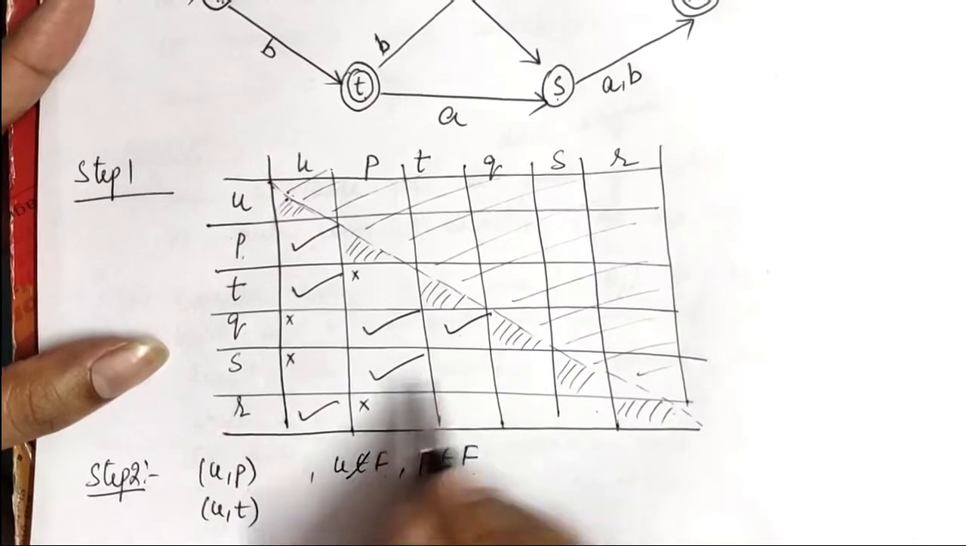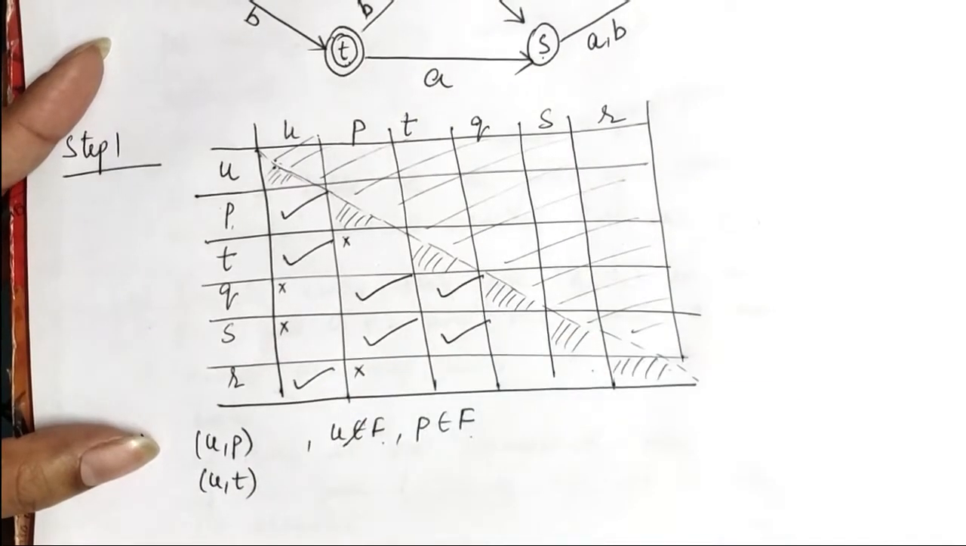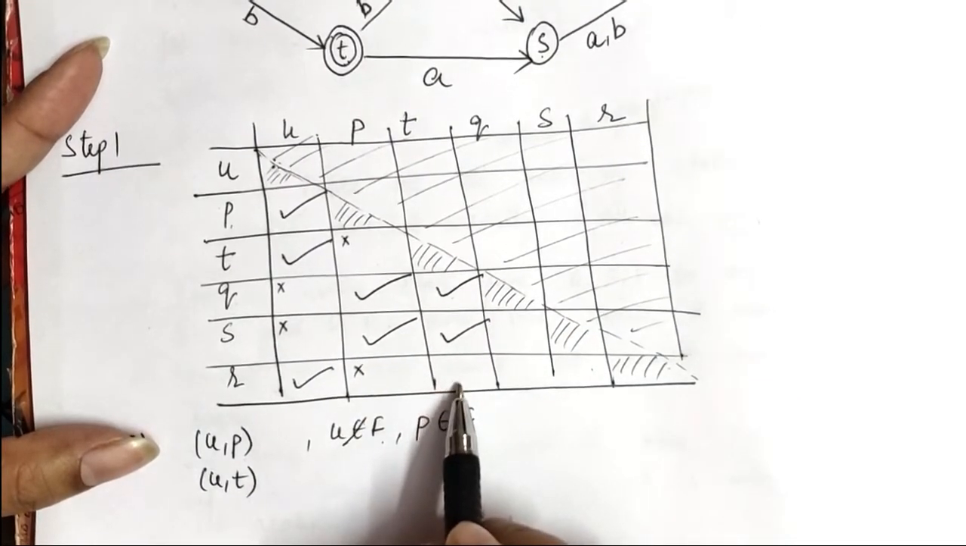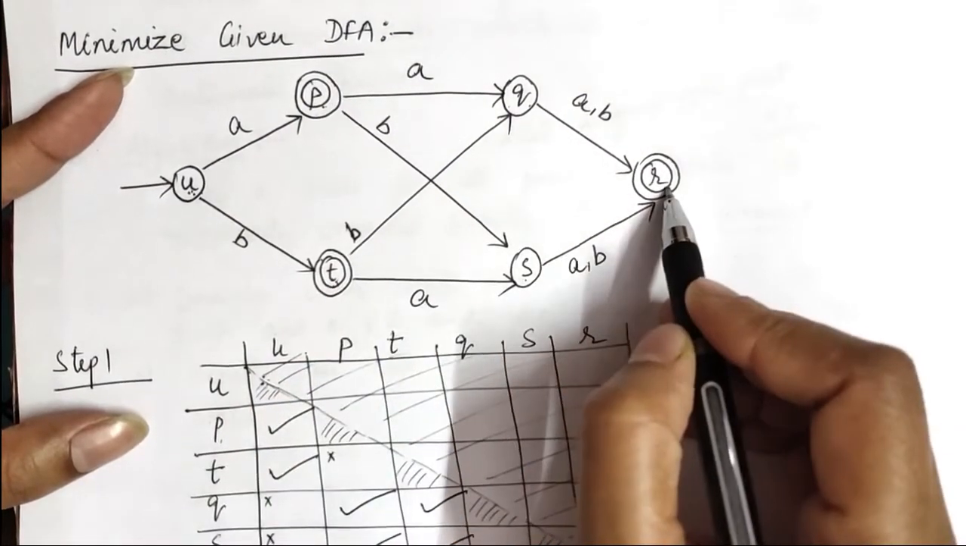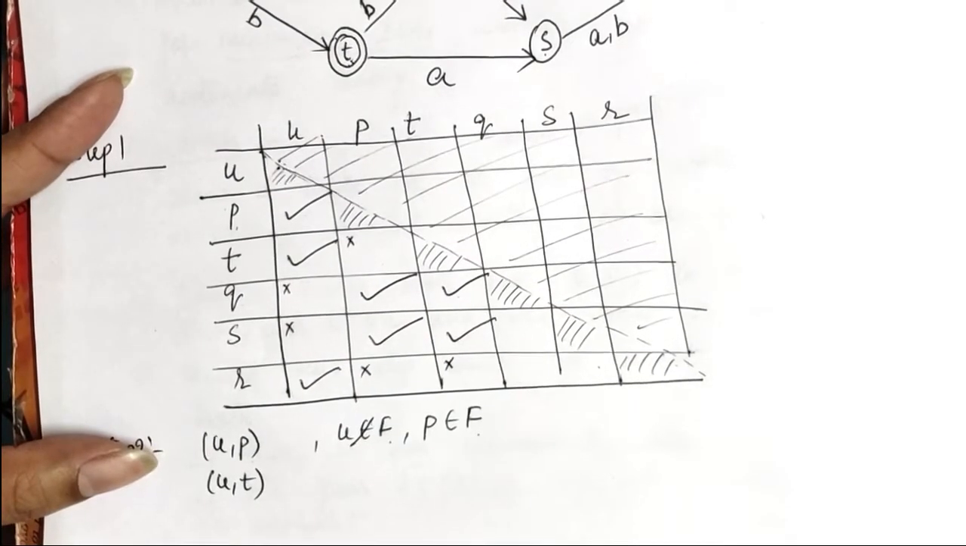Now this cell is T comma S. For T comma S, T belongs to the final state and S does not belong to the final state, so we mark it like this. Now this cell is T comma R. T belongs to the final state as well as R belongs to the final state, so we do not mark it and show it by a cross sign.